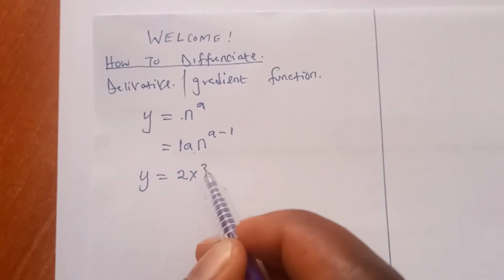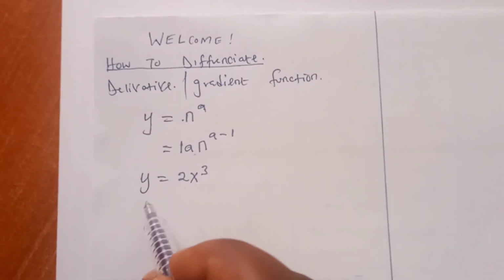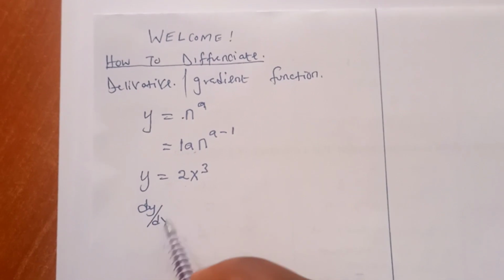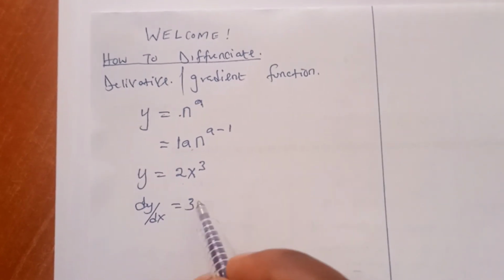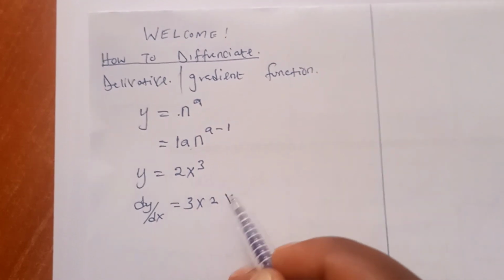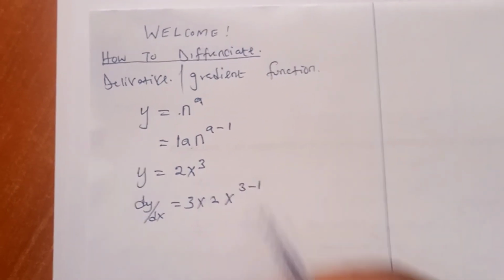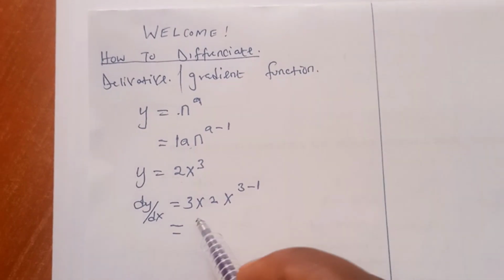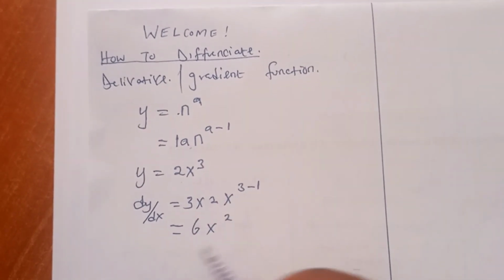Another case, y is equal to 2x to power 3. So we find dy/dx. So 3 by 2, and then x to power 3 minus 1. So the power is less by 1. So we have 6x squared.